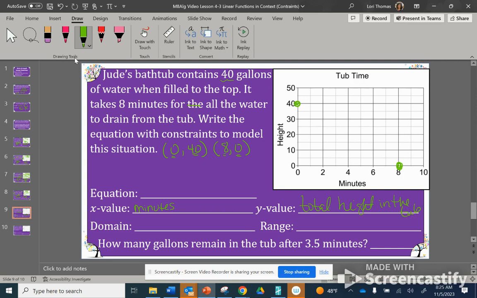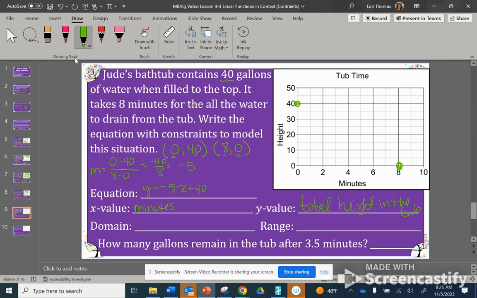So we have 2 points, so we can find our rate of change. We're going to have the difference of the height, so 0 minus 40, compared to the difference of the time, 8 minus 0, gives us negative 40 over 8. So we have a rate of change of negative 5. So each minute, 5 gallons is drained from the tub. We do have our initial value, our y-intercept, so we can use slope-intercept form. In a minute, we'll practice putting this in standard form.